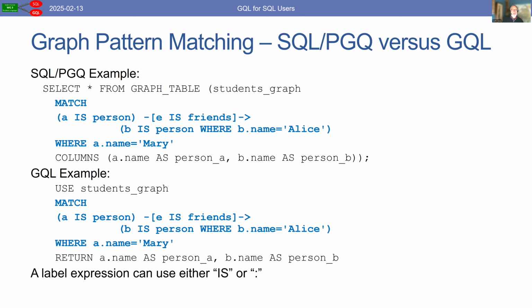Graph pattern matching. So in SQL PGQ, I would say match A is person with an edge E is friends. Note that I'm using an "is" instead of a colon here, but colon and "is" are synonyms for label expressions. But the part in blue is exactly the same for SQL PGQ as it is for GQL.